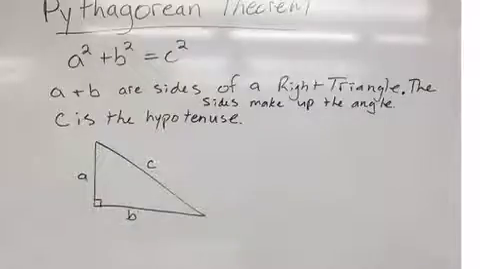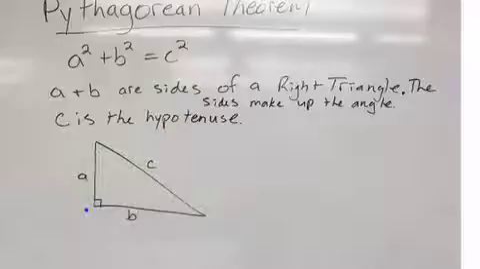Okay, so this is a right triangle that we're looking at here, and we have the sides A and B. They make up that 90-degree angle. Okay, they create the 90-degree angle. And then C is what's called the hypotenuse. The hypotenuse is opposite that 90-degree angle. It's the longest side of a right triangle.